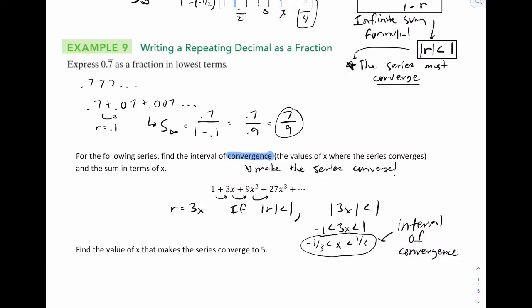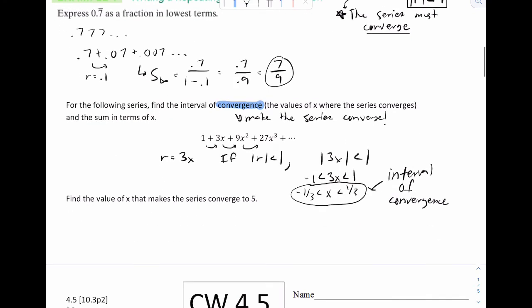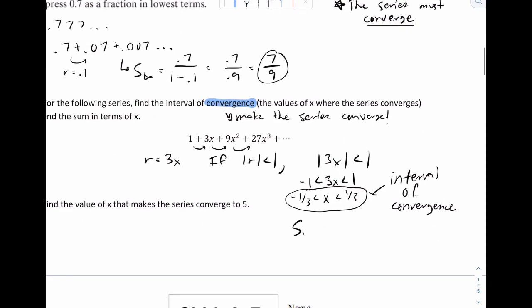So notice how the second part of the question says, find the sum in terms of x. So that's actually not too hard. We're just going to write S infinity. The first term is 1 over 1 minus the ratio, which is 3x. And right here, that's your sum in terms of x.